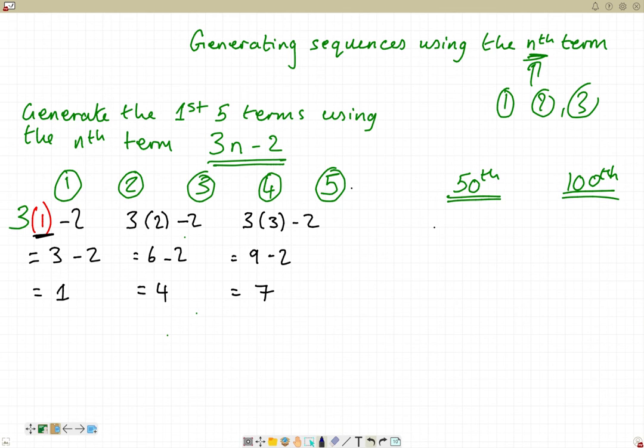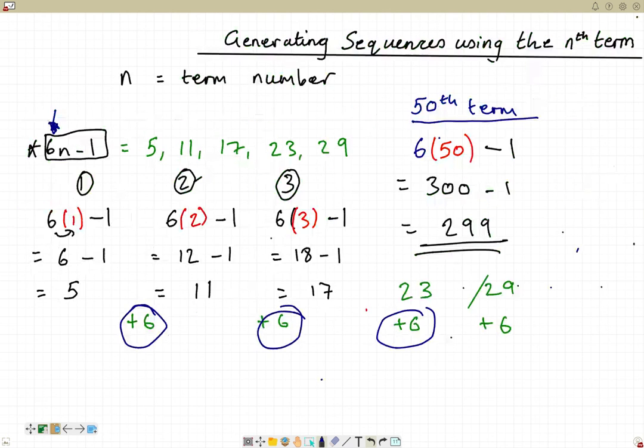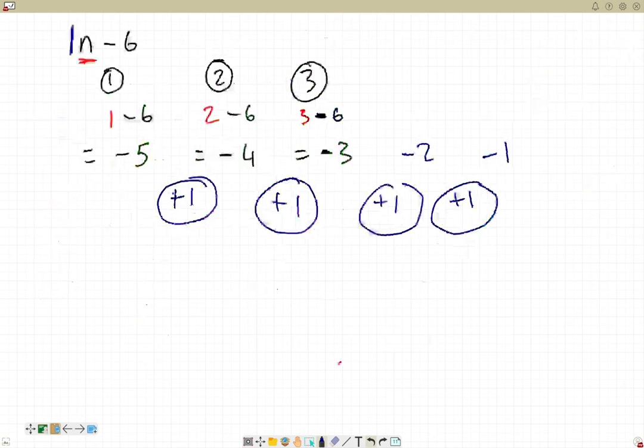Okay, so let's try another example. Sorry about that. So let's try another example. So let's say I have n squared minus 3. So for this one, the first term, I will have to do 1 squared, take away 3. So 1 squared is 1, take away 3, which gives me -2.